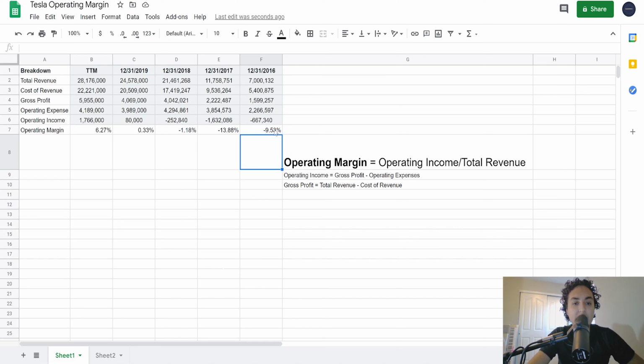In 2016, we can see that there is a negative 9% in operating margin. Going to 2017, there's a negative 13.8. And then something surprising happens in 2018 where there's actually a negative 1.18% operating margin, which means that they're actually increasing their profitability. Even though they're in the negatives, they're increasing. Then we go into 2019 and we actually have a positive number of 0.33% in their operating margins, which is incredible. And we go to the trailing 12 months period and we have 6.27% operating margin. That's profitability. And this is the type of analysis that you can do and you can use for operating margins.